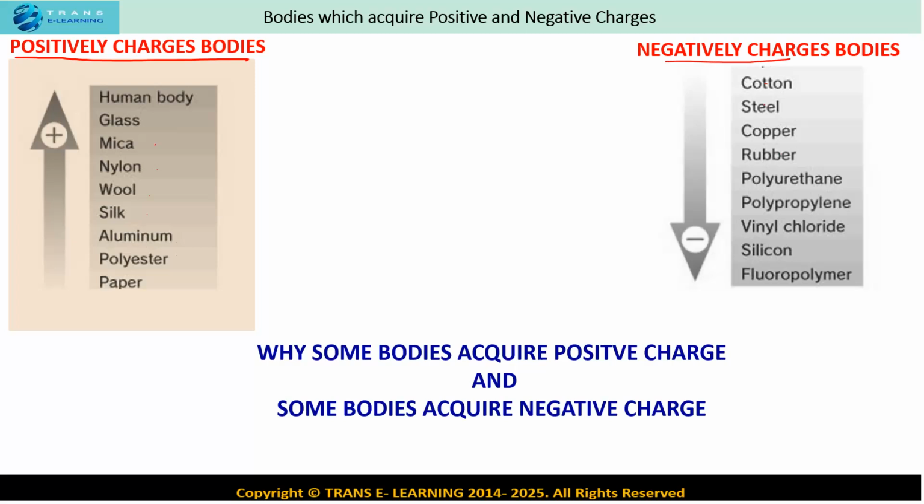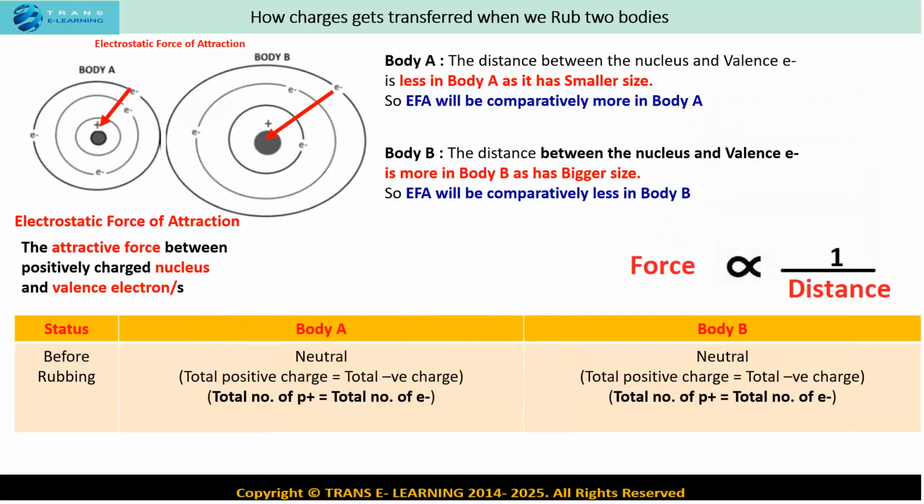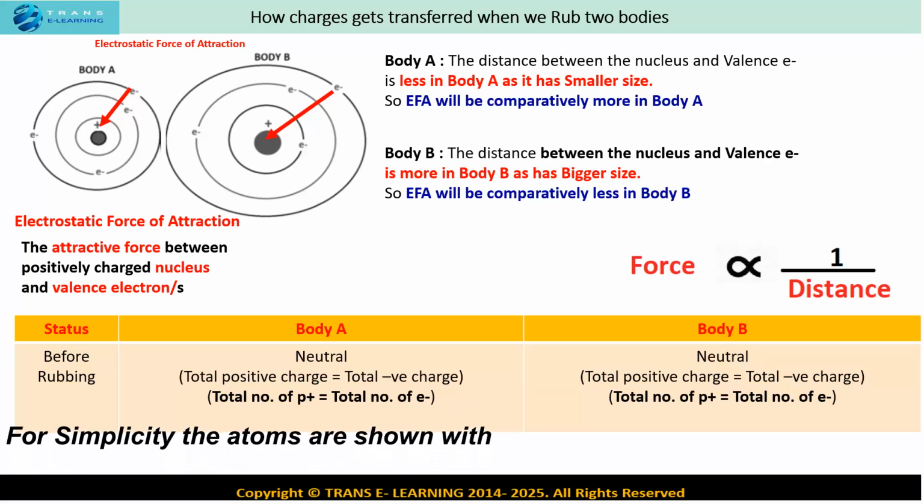Then we have the vinyl chloride and the silicon. Now the question arises: why do some bodies acquire positive charge and some bodies acquire negative charge? This is the basic question that we need to understand in order to know which body will acquire positive charge and which body is going to acquire negative charge. So let's start. Now let us understand how a body acquires positive charge and negative charge when rubbed.